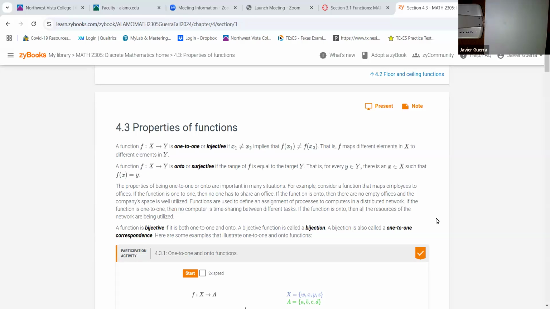The function f mapped from X to Y is considered to be onto. Another name for that is surjective, if the range of f is equal to the target Y. That is, for every y element of set Y, there is an x element of X such that f of x is equal to y.